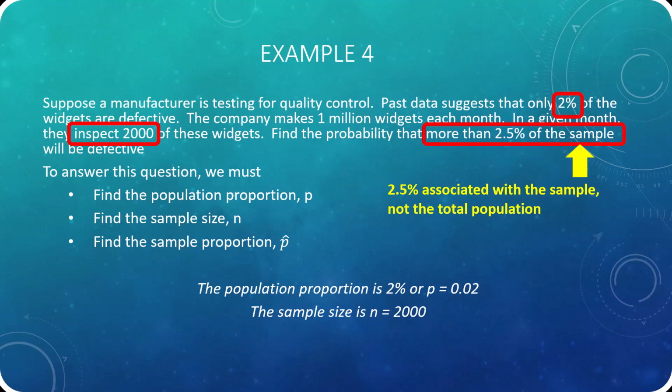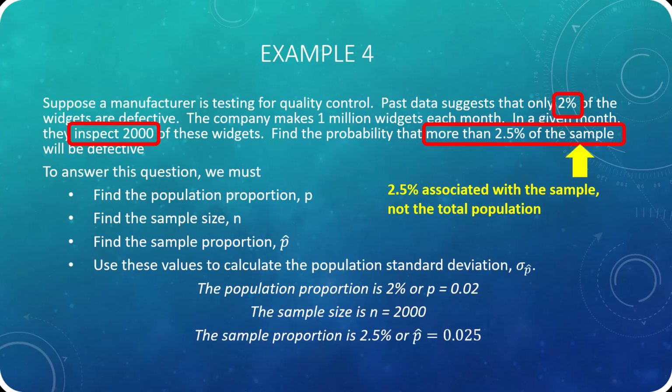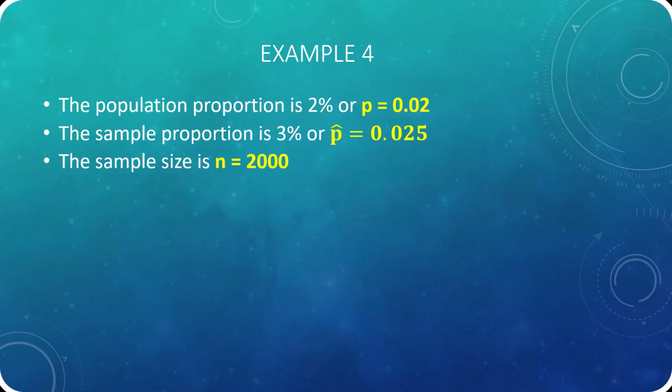Well, the big key here, as you can see, is it says find the probability that more than 2.5% of the sample. It says it right here. So if this is the sample proportion, then by default, the other number must be the population proportion. So we're going to use all of this information to then calculate the standard deviation. So let's go ahead and do that.